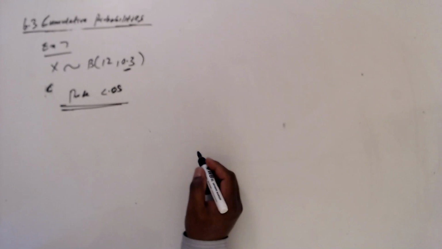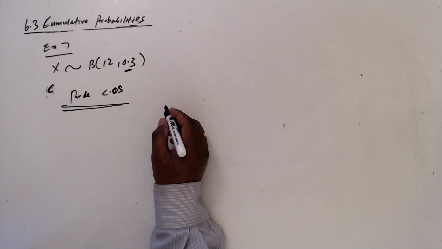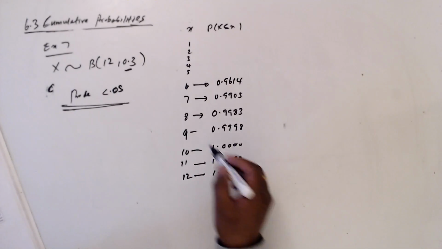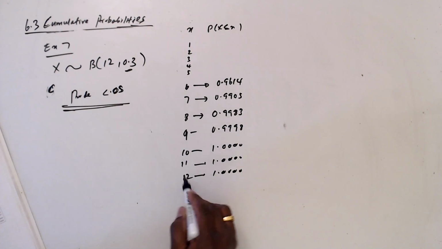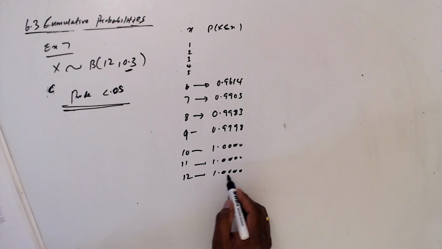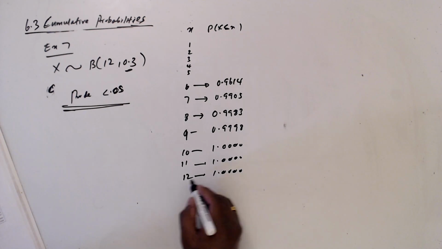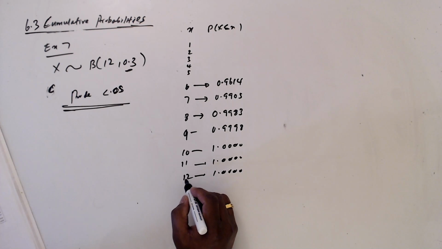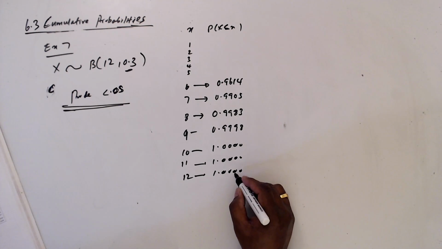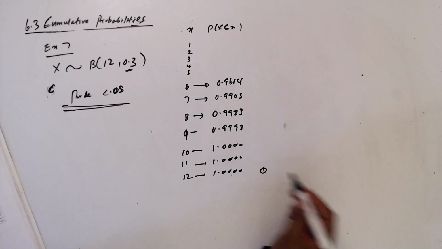So we'll find it now. I'm going to page 205 again. I jot down that table from 6 up to 12. So the probability of getting 12, when you spin all 12 times and get red, is impossible. It is 0 because 1 minus 1 is 0.